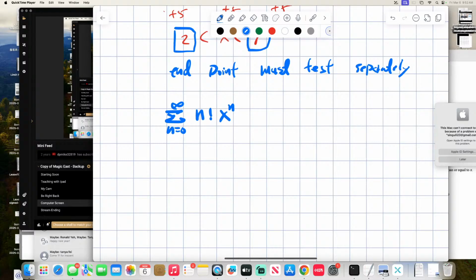So I want you to try to do a ratio test here. Do you guys realize a ratio test has to be less than what value? It has to be less than 1, right? Same thing as the geometric series, where r has to be less than 1.